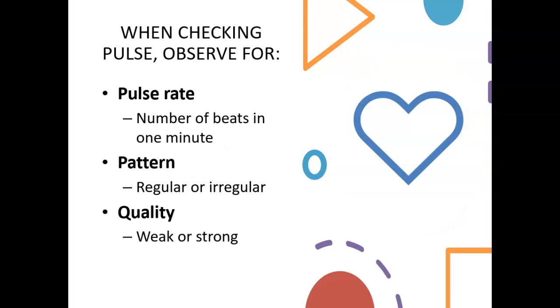When checking for a pulse, observe for pulse rate, the number of beats in 1 minute, the pattern, whether it was regular or irregular, and the quality, whether it was weak or strong.